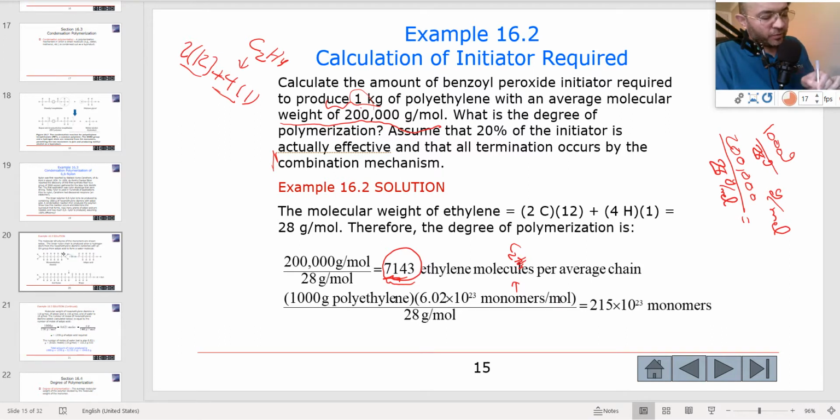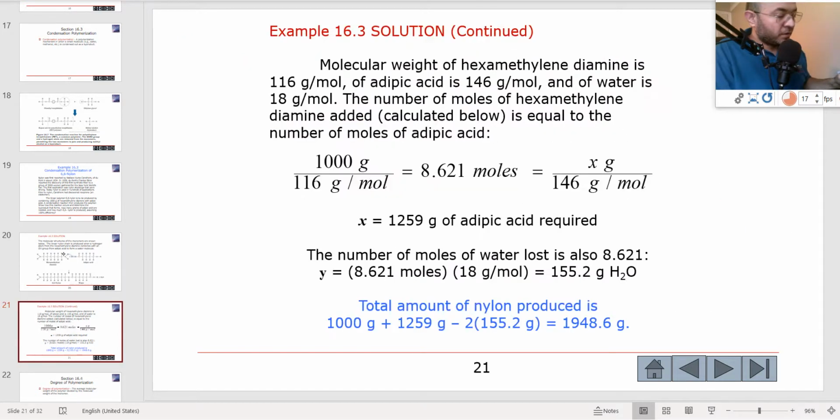We ended up with the number of molecules of ethylene being 2.15 times 10 to the power of 23. So where we are going is, we have this many monomers, and with this many monomers, we needed to find how much benzoyl peroxide.